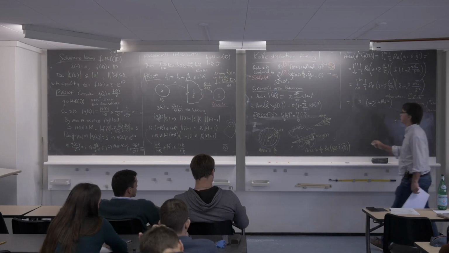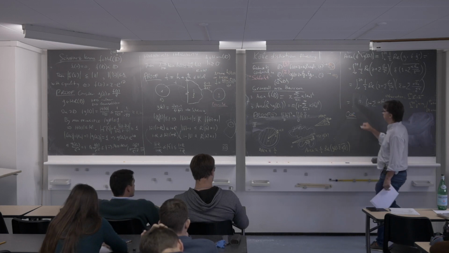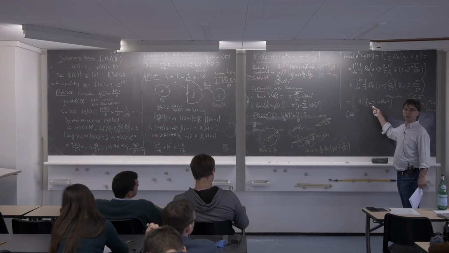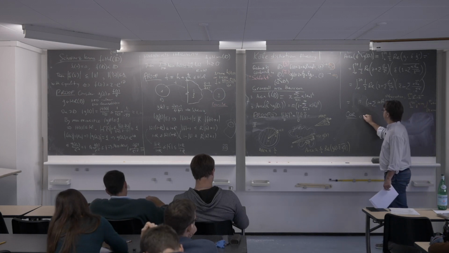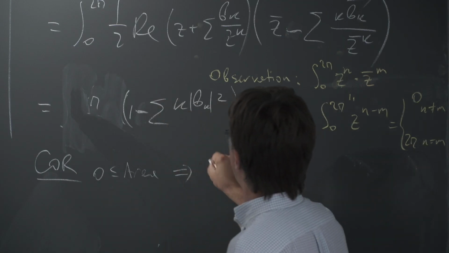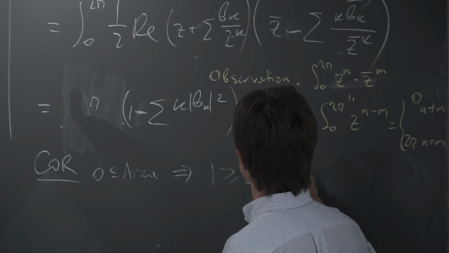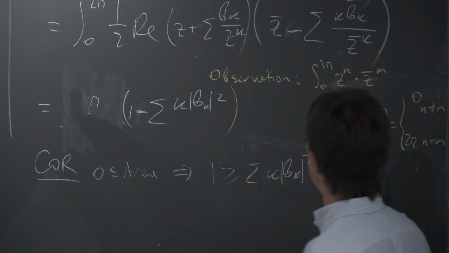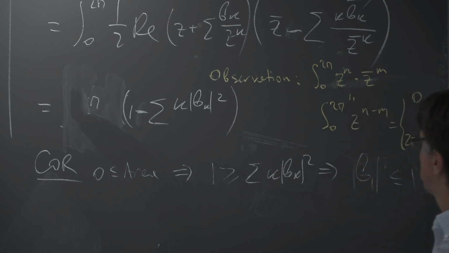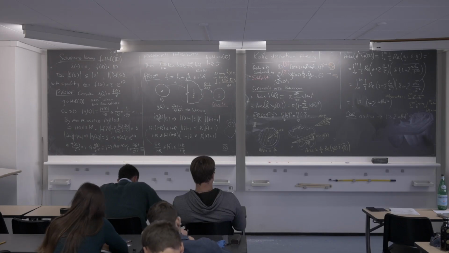Now there is an immediate corollary of this fact. The immediate corollary is that area is always positive, not negative. So area is non-negative, which implies that 1 is at least the sum of k times b_k squared, which implies that b_1 squared is at most 1, or rather b_1 is at most 1. And that's the estimate which apparently can be used to estimate many things about conformal maps.